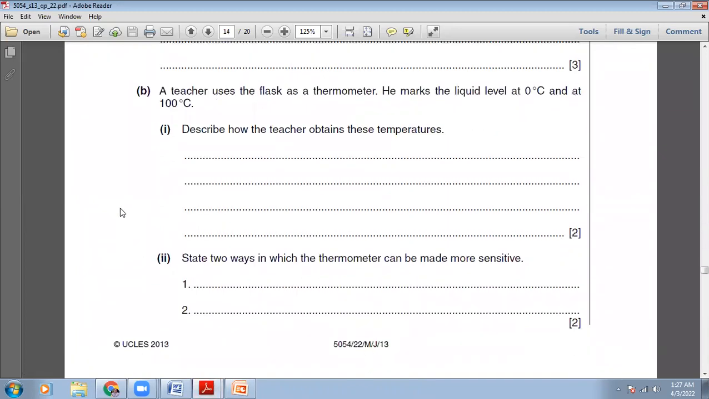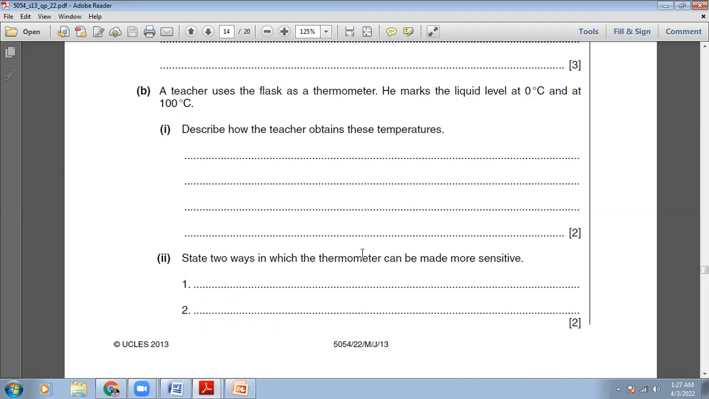A teacher uses the flask as a thermometer. He marks the liquid level at 0 degrees centigrade and at 100 degrees centigrade. Describe how the teacher obtains these temperatures. So very simple. He will place the flask in the melting ice, and when the level of the liquid becomes steady in the tube, he will mark it at 0 degrees centigrade. Then he will place the flask in the steam of the boiling water, and when the level of the liquid in the tube becomes steady, he will mark it. So this is how it will be done.